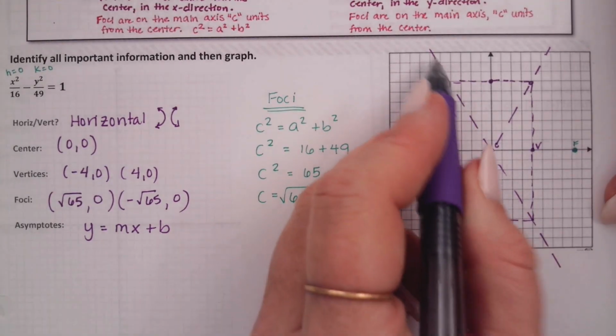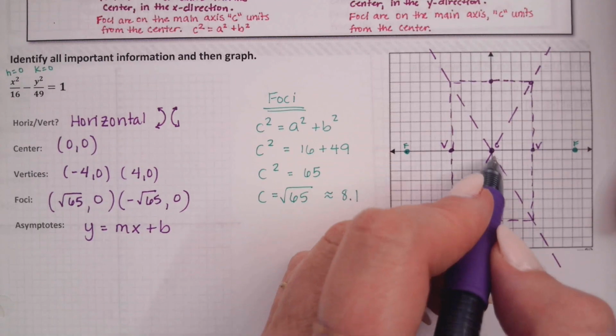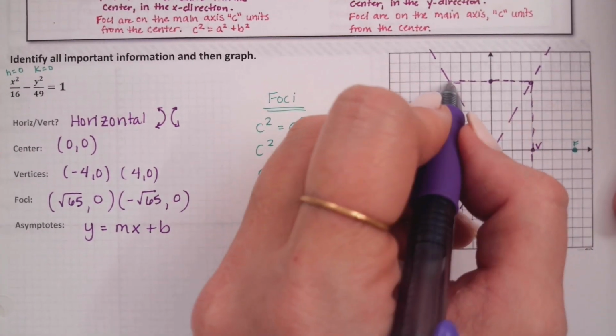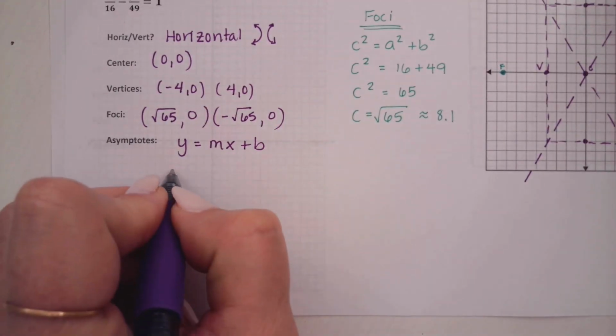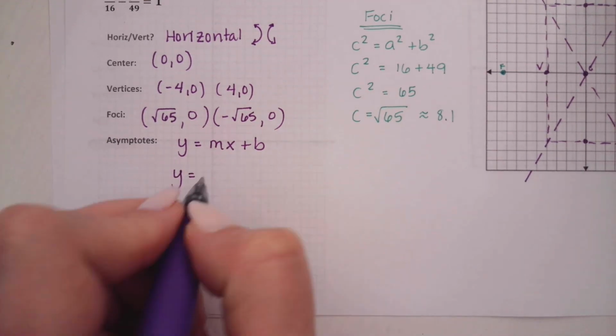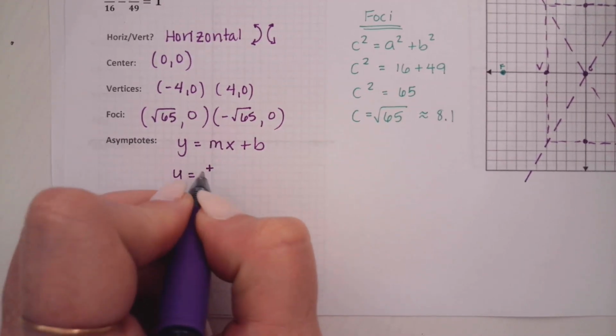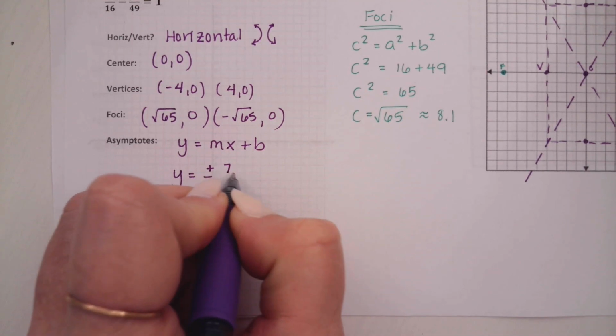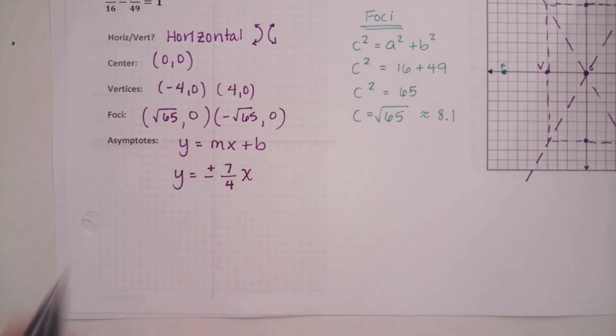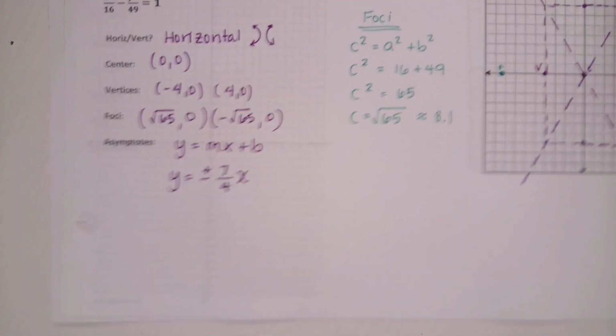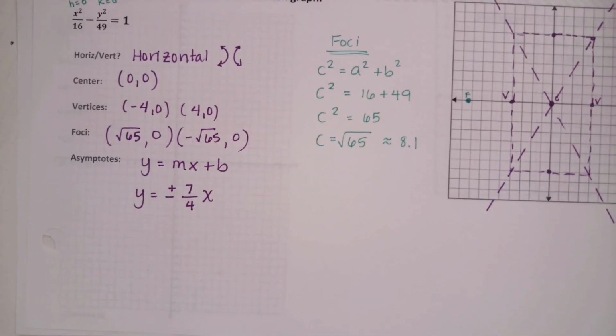For the other one, it would just be the opposite. It should be negative 7/4. So we went up 7 and left 4. So we're going to write y equals, there's two different slopes. One of them was positive 7/4, the other one was negative 7/4. And then what's the y-intercept for both of them? 0. So we don't even need to write it.